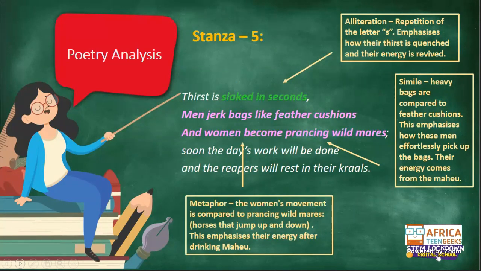And the poet uses another metaphor to describe how women become like horses. And they are dancing all over the place, moving very quickly, to emphasize that the energy has been replenished after drinking mahewu. Yes. The women are moving faster and the men are putting the bags of mealies onto the tractor like they are feather cushions. And soon the day's work will be done and the reapers will rest in their kraals.